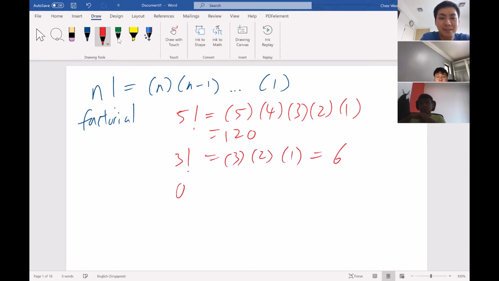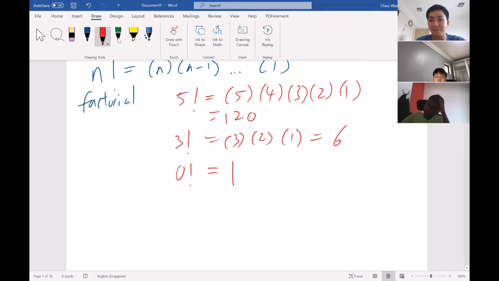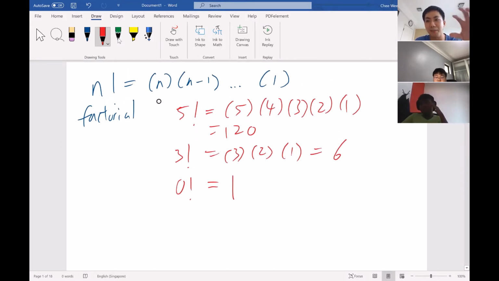The special case is actually 0 factorial. 0 factorial is known to be equal to 1. Okay, this is a definition of a new formula to evaluate something. You cannot dispute why it is like this. Just accept it as it is. It's just a notation that people created to streamline certain evaluations. So n factorial. I'm sure you have seen this in school already.